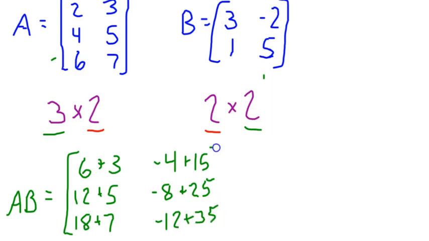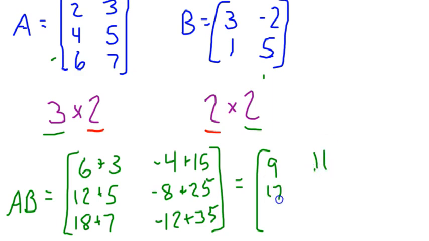Now we just need to simplify each of these entries. 6 plus 3, we get 9. Negative 4 plus 15, we get 11. 12 plus 5, 17. Negative 8 plus 25 would be 17. 18 plus 7, we get 25. And negative 12 plus 35, we would get 23.